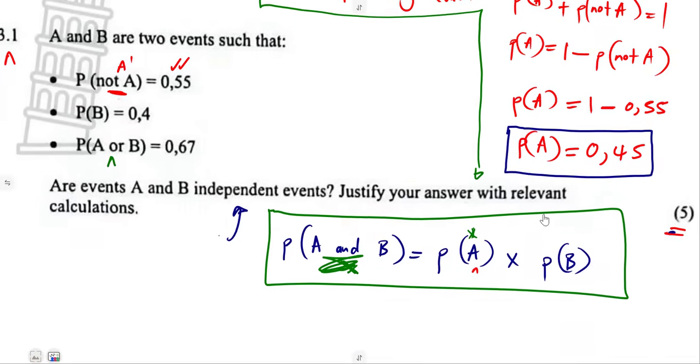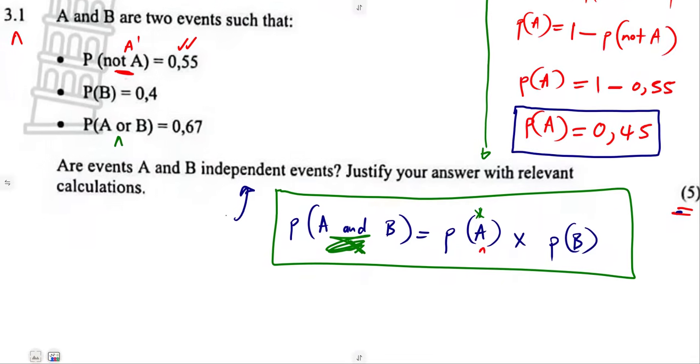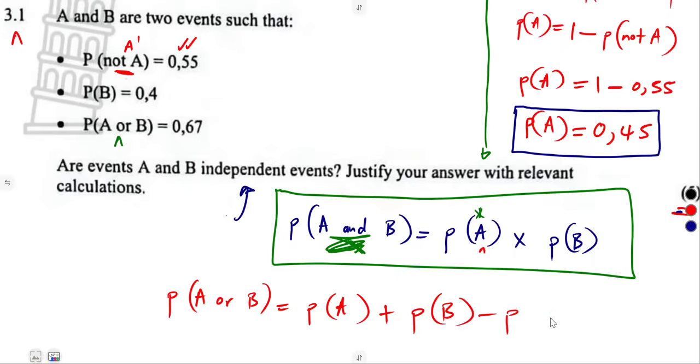Probability of A or B. We do understand from our addition rule that the probability of A or B is equal to the probability of A plus the probability of B minus the probability of A and B. This is what we understand.